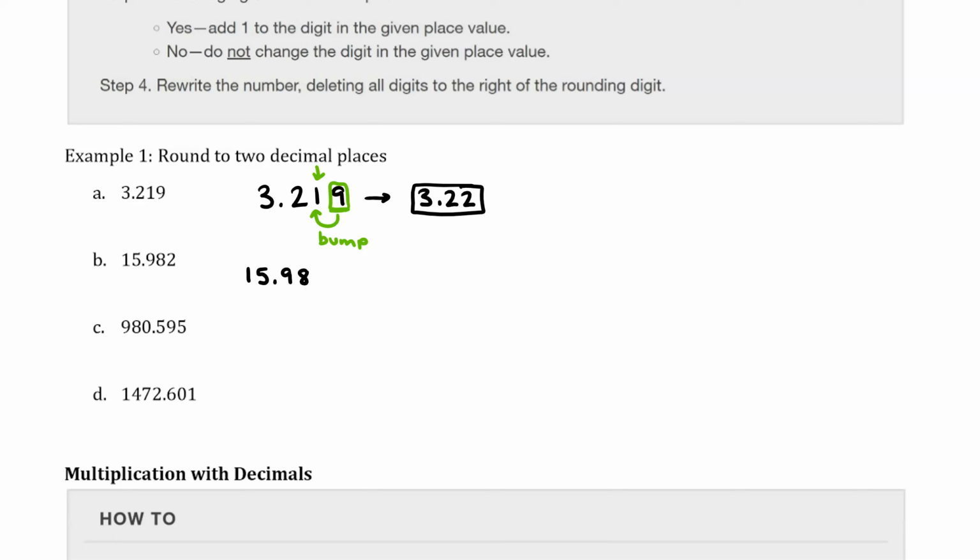15.982. So I'm doing 2 decimal places. So the 8 is where I'm going to stop. So my answer is either going to be 15.98 or 15.99. I'm going to look one digit to the right. 2. That digit is less than 5. So that tells me I'm going to keep the 8. So my final answer would be 15.98. Let's try another one.